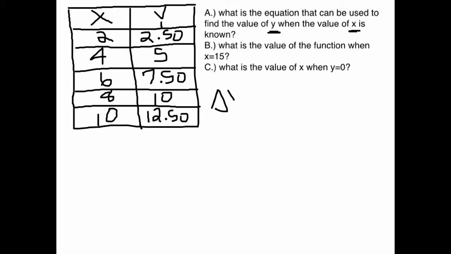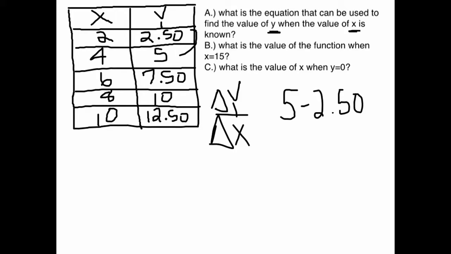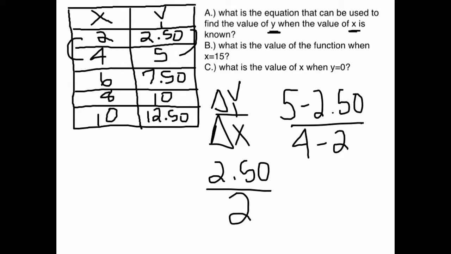I'm going to use change in y over change in x. So I'm going to have 5 minus 2.5 over change in x, which is 4 minus 2. 5 minus 2.5 is going to leave me with 2.5. 4 minus 2 is going to leave me with 2. And then if I divide this down, I'm left with 1.25. So that's going to be my slope. So I've just found half of my equation right there.